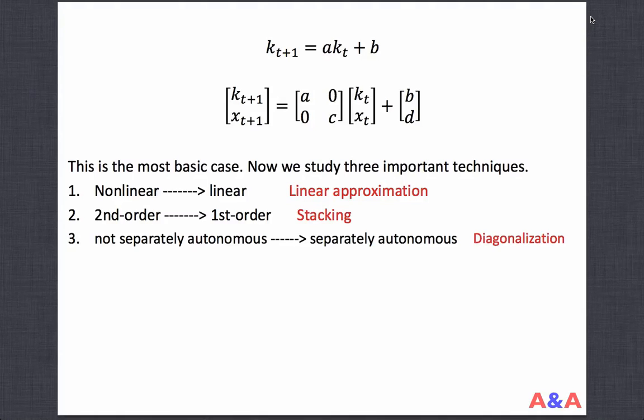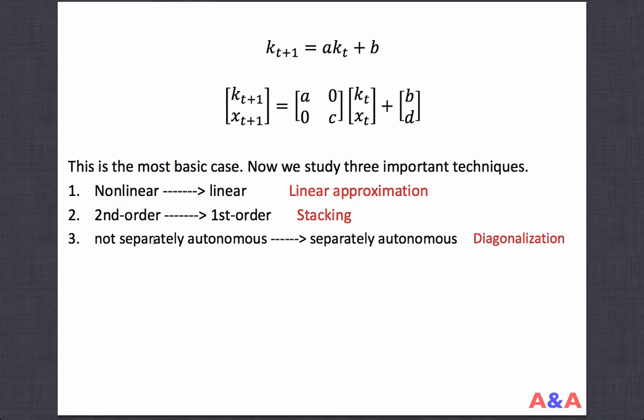So here is our plan for the subsequent classes. We've just studied the most basic case, the linear first-order autonomous system. Now we are ready to study three important extensions, three important techniques. First, we'll study how to make a nonlinear system linear by means of linear approximation. Second, we'll study how to deal with a higher order system, how to convert a higher order system into a first order system. And the method is the variable stacking.